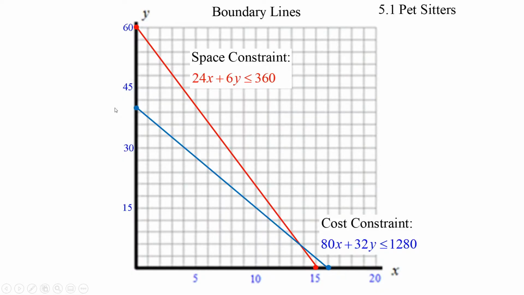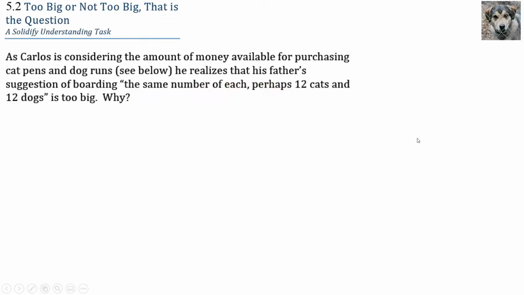Okay, this is the terrific graph that we created. We have two boundary lines for our space constraint and our cost constraint, and this was from 5.1 Pet Sitters. We're going to use this graph today for the activity for 5.2. So let's make sure we all have a copy of this graph.